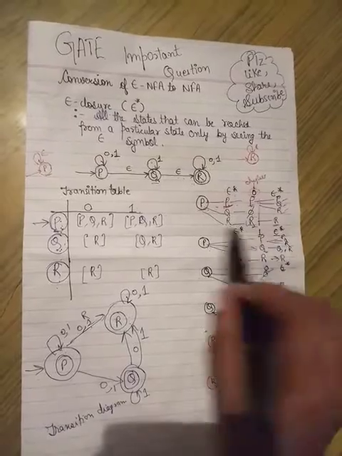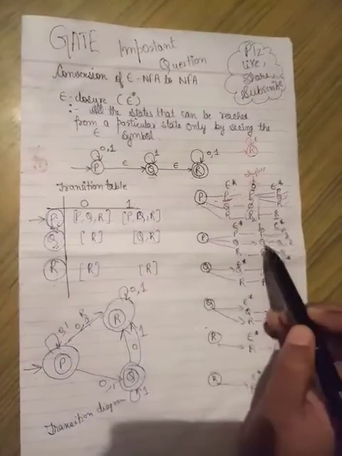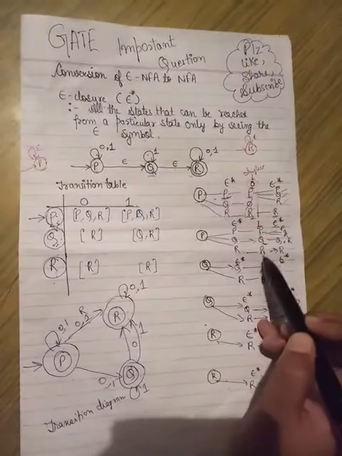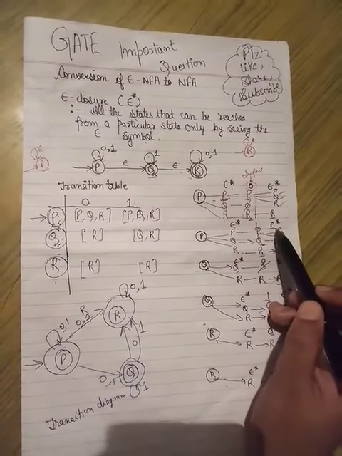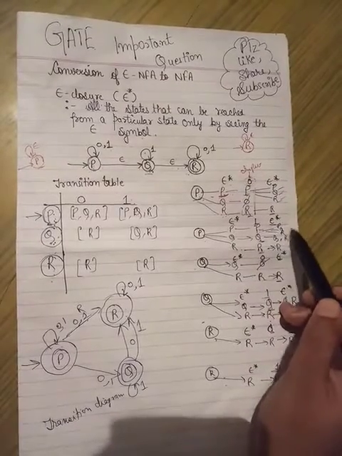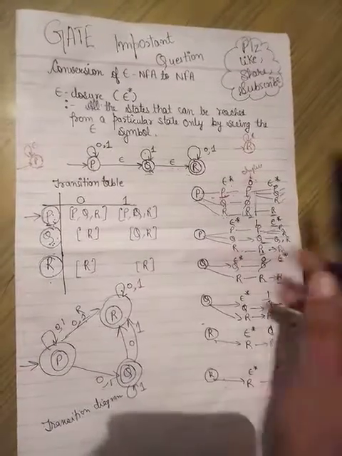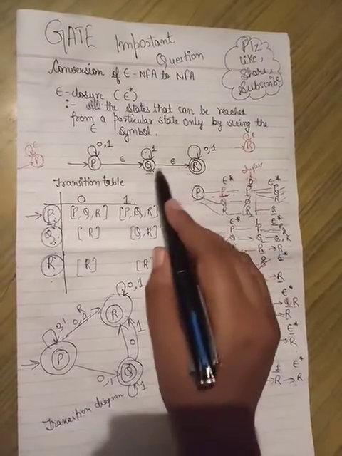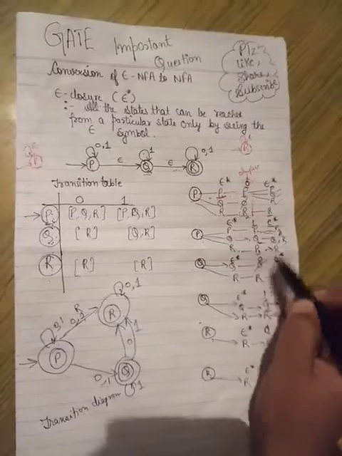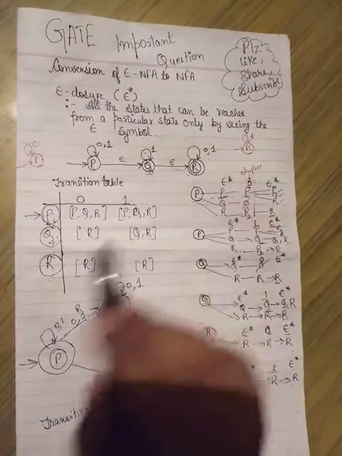On 1, P goes to P, Q on 1 goes to Q, and R on 1 goes to R. Now again I have to check for the epsilon star. P on epsilon goes to P, Q, R. Q on epsilon goes to itself, and Q on epsilon goes to R, so Q and R are considered here. Next, for R on getting input epsilon.